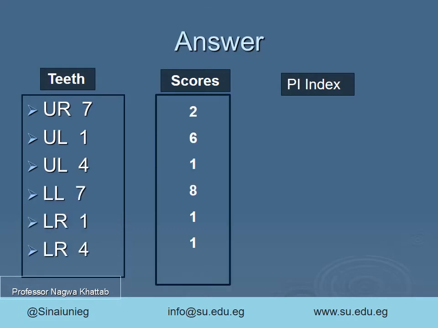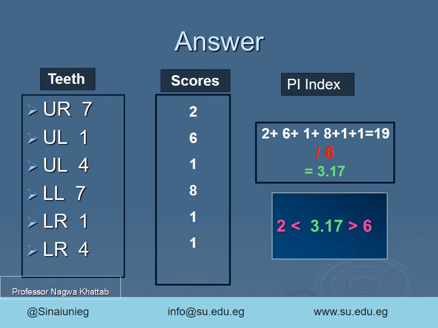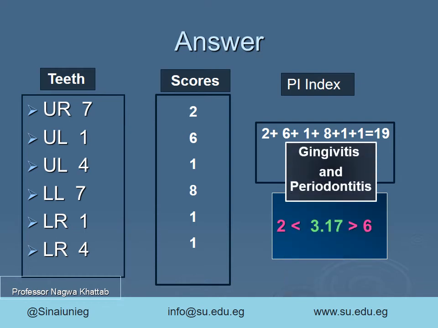The scores, I will write all the scores. Then calculate the index. 2 plus 6 plus 1 plus 8 plus 1 plus 1. The total is 19 divided by 6, the number of the teeth examined. The outcome is 3.17. This means it lies between 2 and 6. These patients have gingivitis and periodontitis.